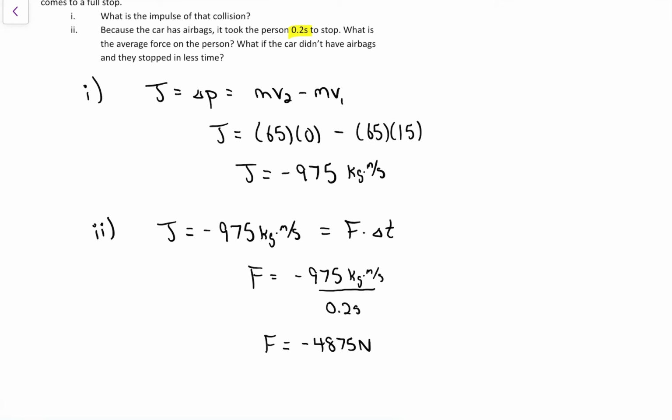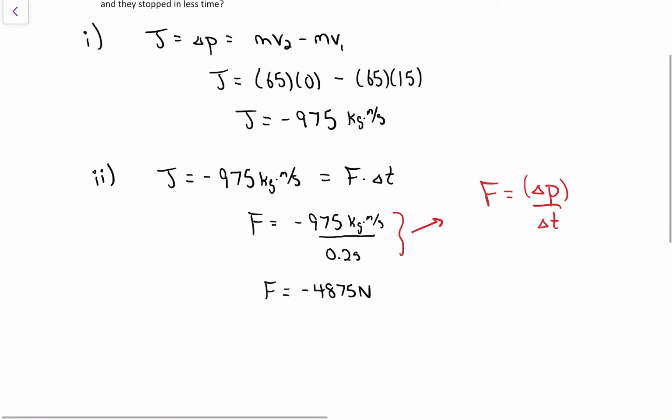I added a little bit to the question. What if the car didn't have airbags? What if it took less time for them to stop? That kind of comes out of this part here. If I write it in letters, F is going to be our delta momentum over delta time. We've got an inverse relationship between force and time. If we're considering a collision, so a particular change in momentum, if the momentum's not changing, like in this question, it was the 975 number, if that change in momentum isn't changing, if that's constant, then we've got an inverse relationship between force and time.